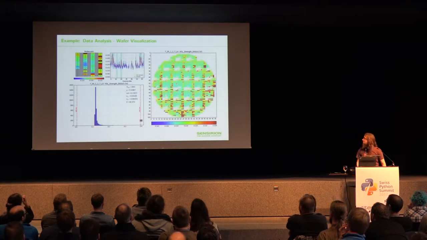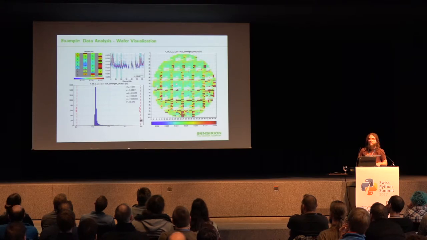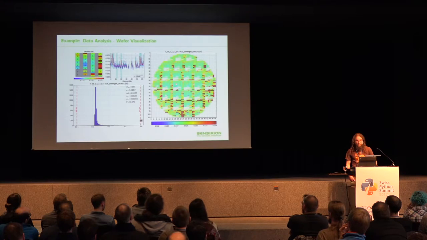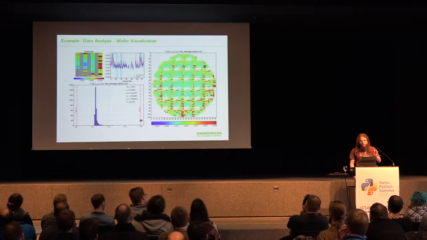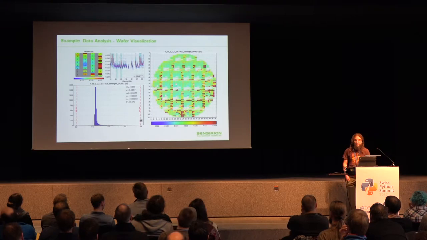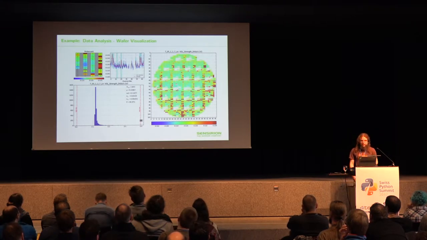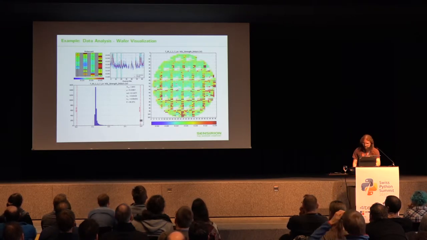Here's another picture where you see a measurement in the wafer in a lot more detail. Often, when you have a problem with a machine, we always test 32 devices at the same time on the wafer, and then you get patterns in your measurement results where you have the errors always in the same spot.